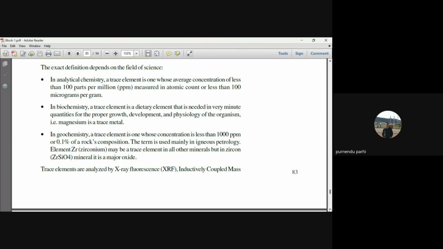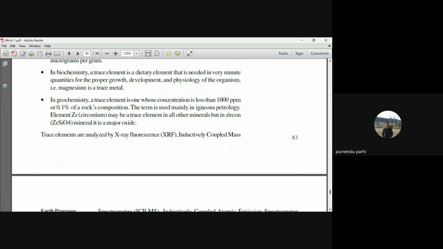In analytical chemistry, a trace element is one whose average concentration is less than 100 parts per million, or ppm. In biochemistry, a trace element is a dietary element that is needed in very minute quantities for the proper growth, development, and physiology of the organism. Magnesium is a trace metal.